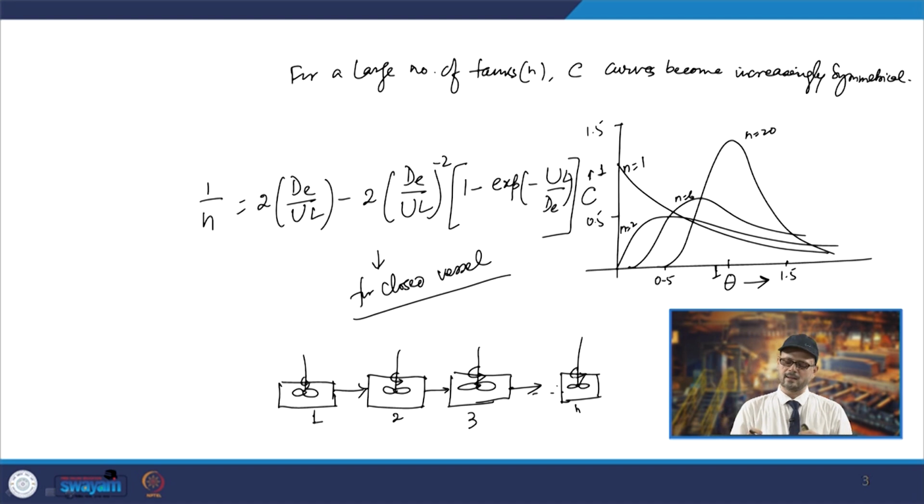If you see, for this tank here the mixing is more, so the dispersion is more. So, it starts from here. However, if you go to this tank, it has started, it has gone like this. For the third one it will be delayed from here, and it will go on delaying as you go towards the larger value of n.